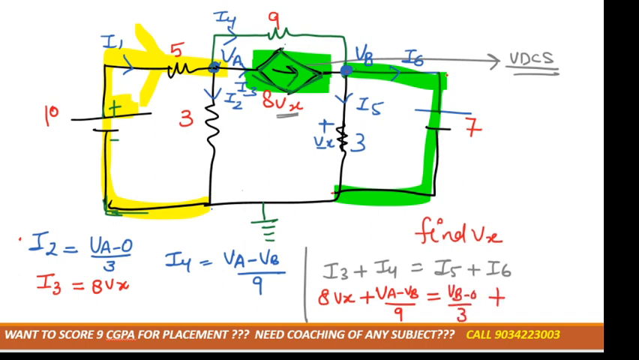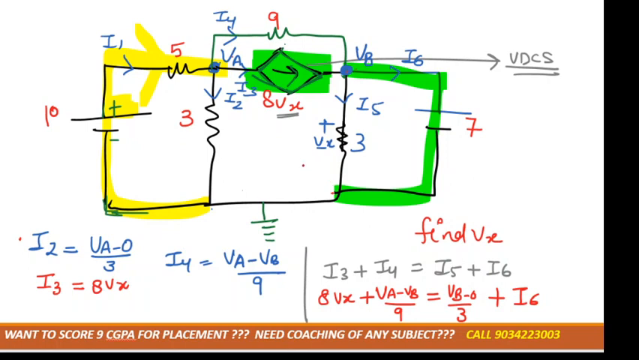And I6, in this we have a super node, right? Because there is no resistance over here. If there is no resistance, there is a concept of super node. So I told you, if there is a super node, we write I6 as it is.